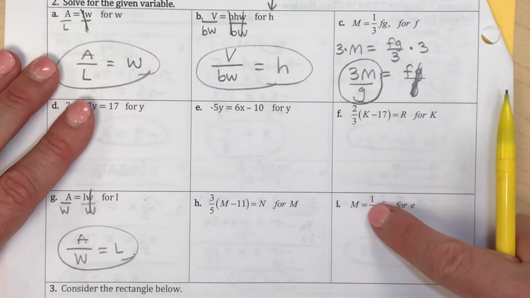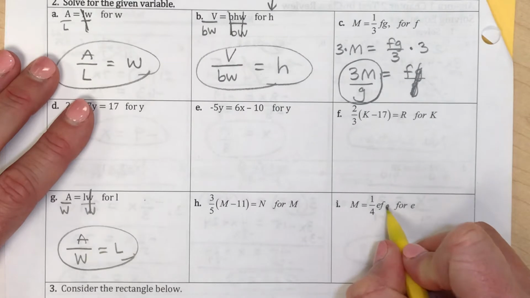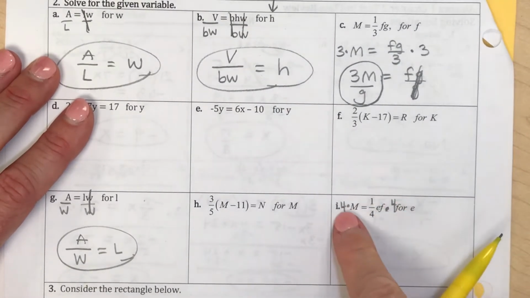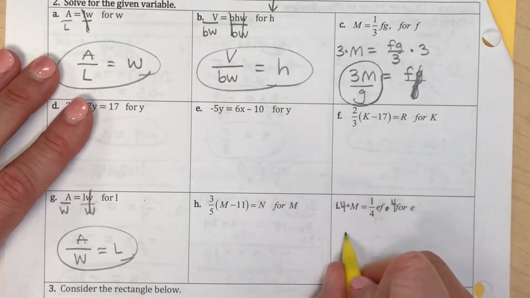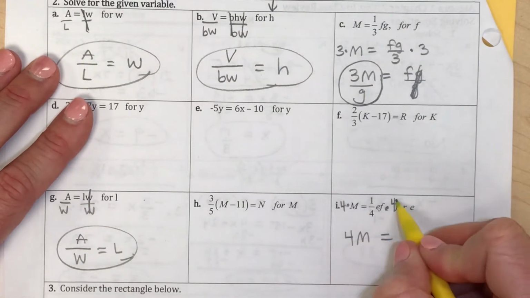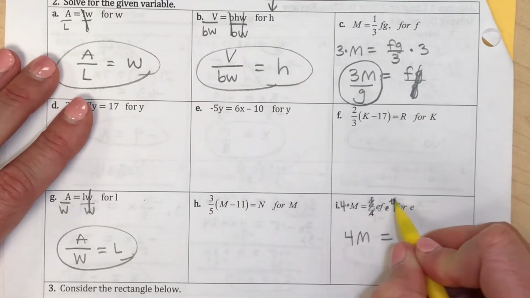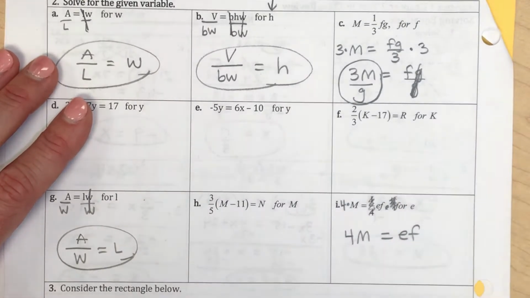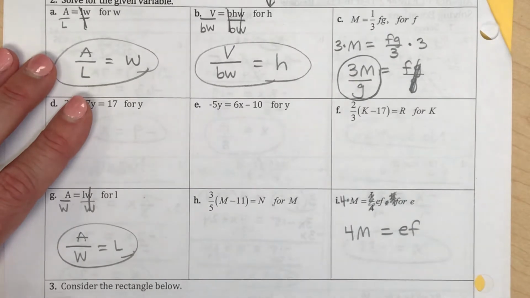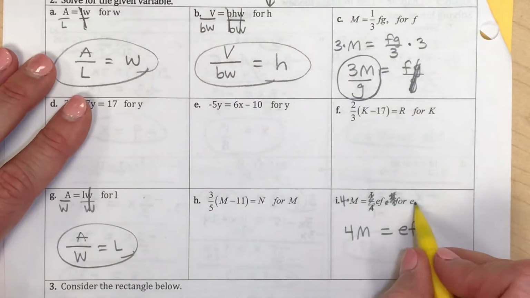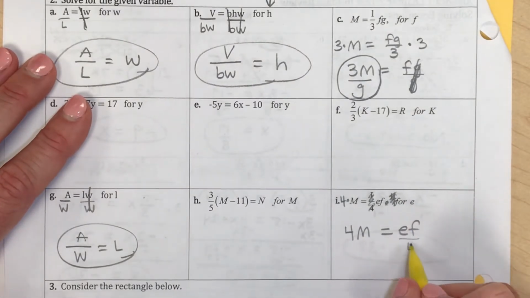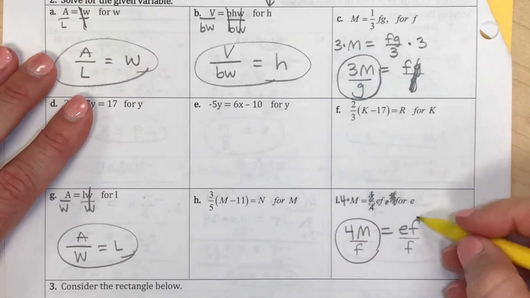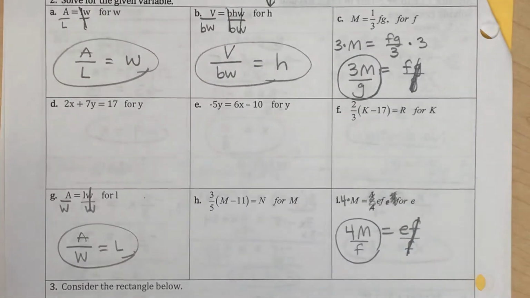So to get rid of my 1/4, I'm going to multiply by the reciprocal, which is 4 over 1. And 4 over 1, 4 divided by 1, is just 4. So 4m, that's going to cancel this fraction on this side by multiplying by 4. So that equals E times F. Well, if E times F is equal to 4m, and I want the E alone, undo the times by my F, and you'll have your letter E isolated.